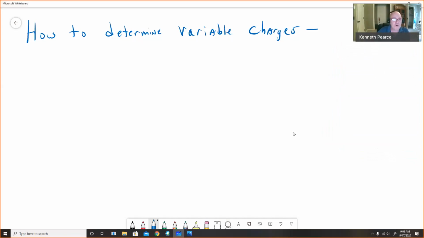Now, how does this work? Let's say we have these two iron compounds. We'll get into naming later, but first off, to be able to name these things, we have to be able to determine the charges. Now, these are both iron oxide compounds. You have iron, you have oxygen, but they're very different. The formulas are very different, and the compounds are very different.